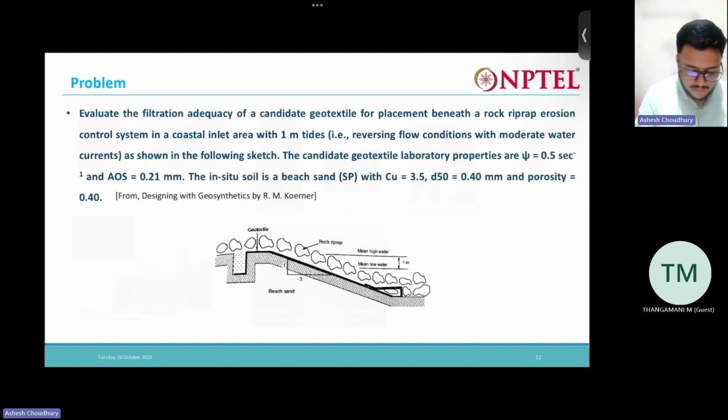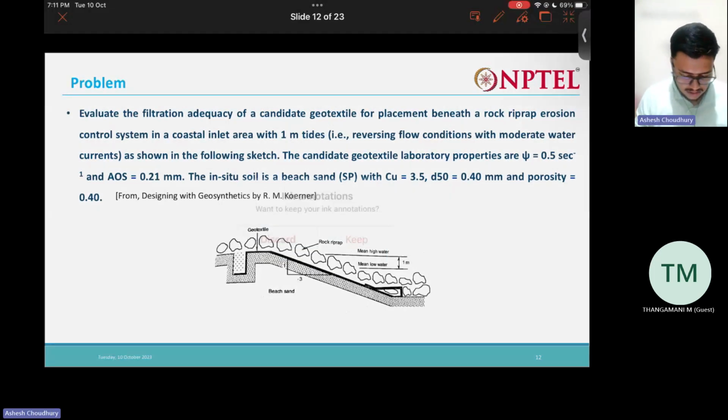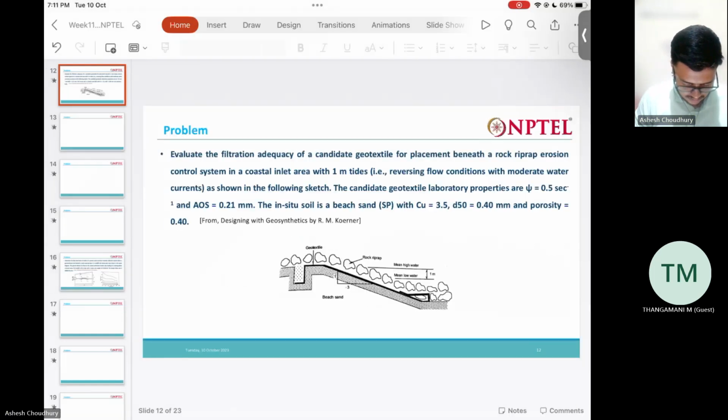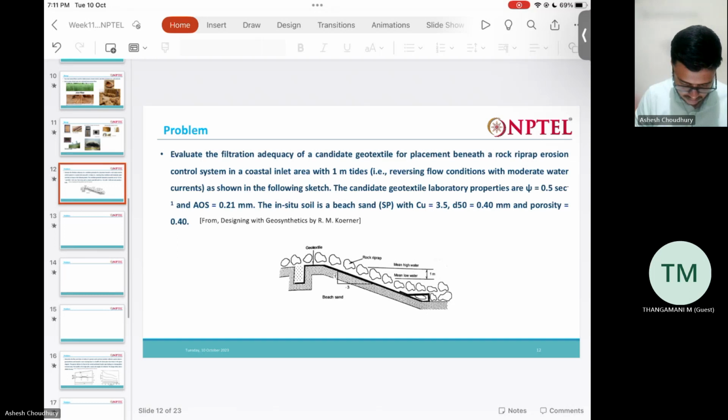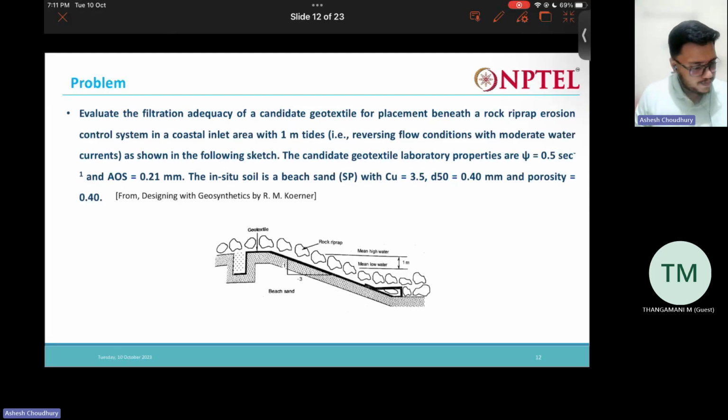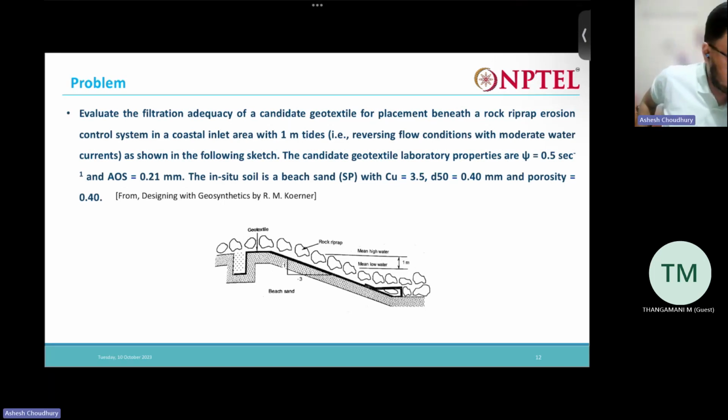Okay, so we will solve the problems. Three problems are there, quite easy and straightforward problems. So we will try to solve them.